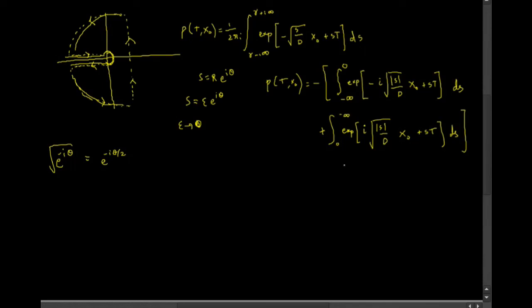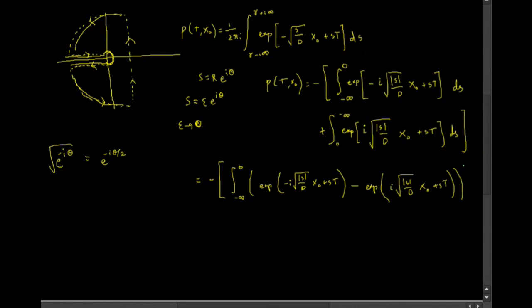Okay, and close this parentheses. So we now need to evaluate this integral, and what you can already see probably is that we can switch the bounds on the integral, and we can write this as a single integral, which is just, we'll keep the negative sign outside, and we'll take the integral from negative infinity to 0 of i square root absolute value of s over d, and then we'll have to put a minus sign here because we switched the bounds, x naught plus st, ds.